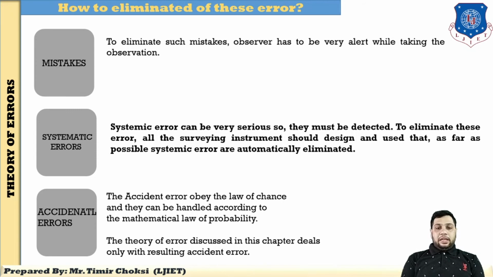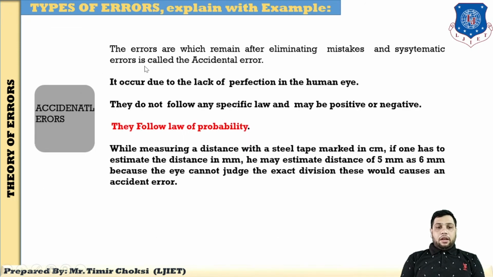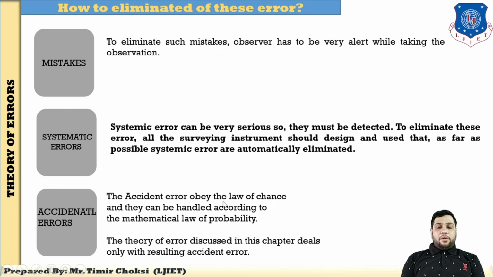And last is the accidental error. The accidental error obeys the law of chance, and it can be handled only by the mathematical law of probability, because accidental errors remain. What is an accidental error? The errors which remain after eliminating mistakes and systematic error are called accidental error. Accidental errors have a very low chance of being eliminated, so they are only handled by the law of probability.